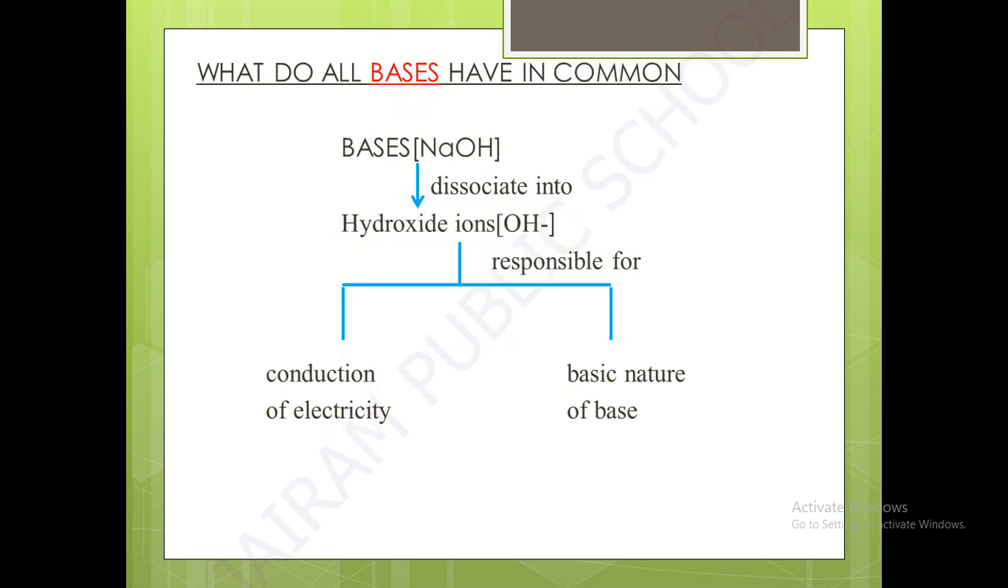And next thing, what is the common thing present in bases? We can take the best example for bases, sodium hydroxide. How will it dissociate? We can dissociate the sodium hydroxide into Na plus and OH minus ions. So OH minus ions, called hydroxide ions, are responsible for conduction of electricity, and it is basic in nature.